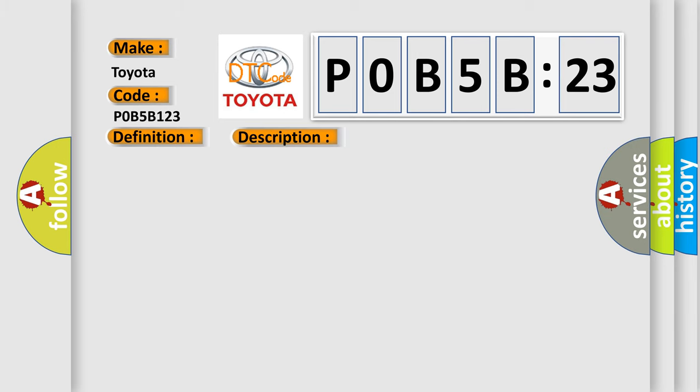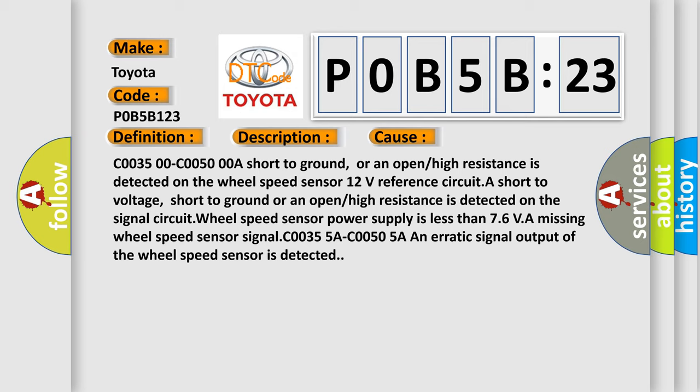This diagnostic error occurs most often in these cases. C0035005000 A short to ground, or an open or high resistance is detected on the wheel speed sensor 12 volts reference circuit. A short to voltage, short to ground, or an open or high resistance is detected on the signal circuit. Wheel speed sensor power supply is less than 76 VA. Missing wheel speed sensor signal. C0355A C0055 an erratic signal output of the wheel speed sensor is detected.